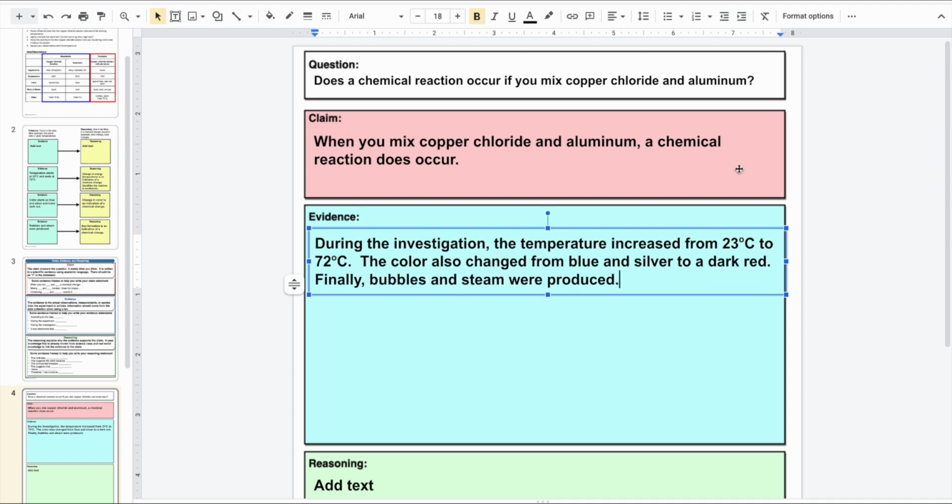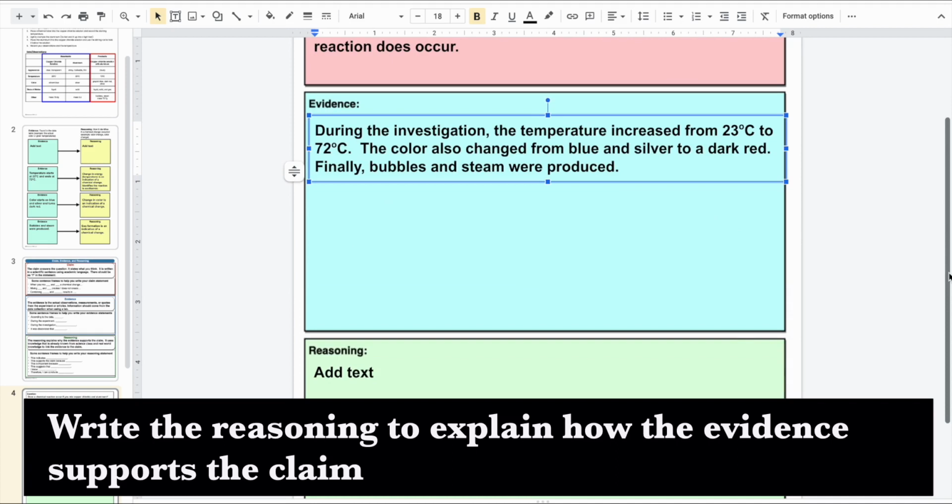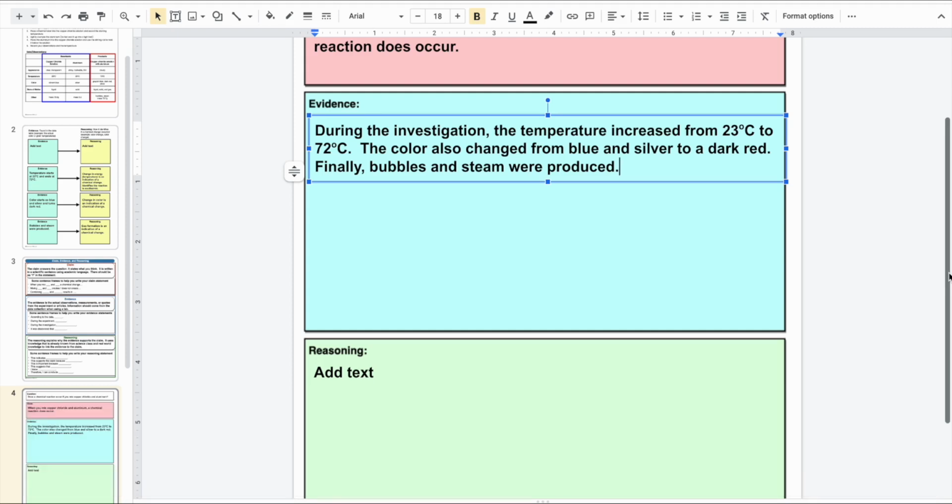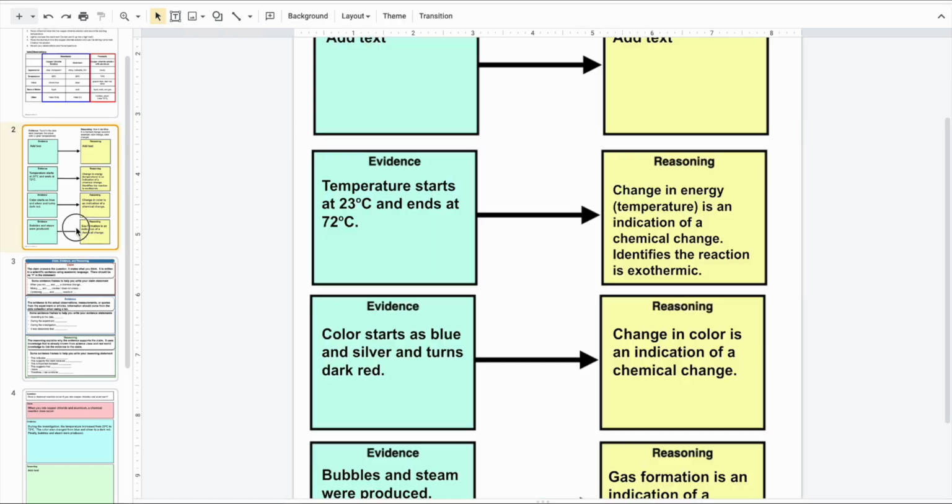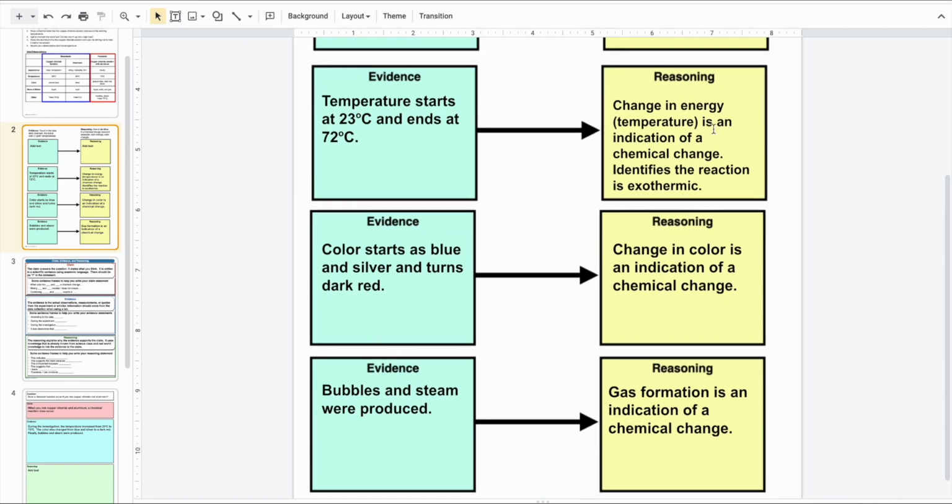Okay, so I have my evidence, three sentences, one for each particular evidence. I included the actual numbers, the actual colors, and I said bubbles and steam. Reasoning links the evidence to the claim. It explains why you use that evidence. Why did I include those actual temperature numbers? Why did I include those actual colors? Why did I talk about bubbles? And that's right here where I have my reasonings.